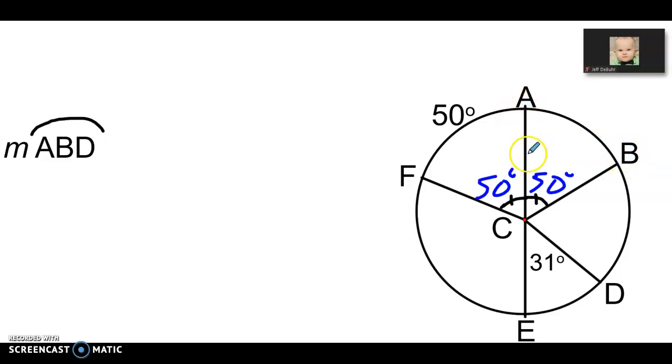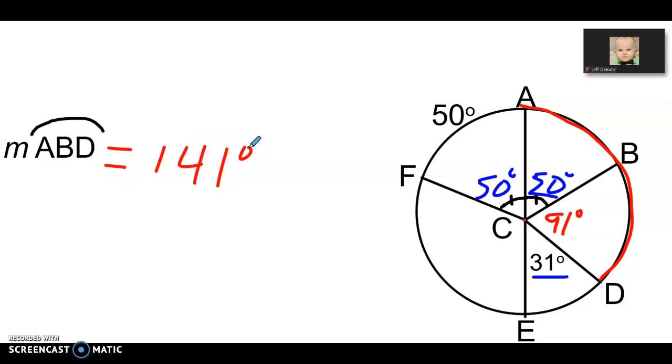Now you notice AE here is not only a chord, but also a diameter, which means that that is going to be half a circle, 180 degrees. So if I know this angle is 50 and this angle is 31, that adds up to 81 degrees. By subtracting from 180, I can find that this angle must be 91 degrees. So in order to find arc ABD, I would have to add this 50 degree arc to this 91 degree arc, and arc ABD is 141 degrees.